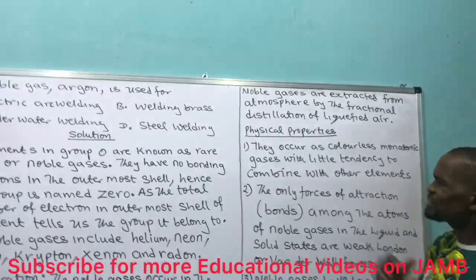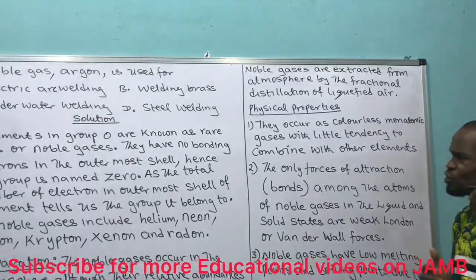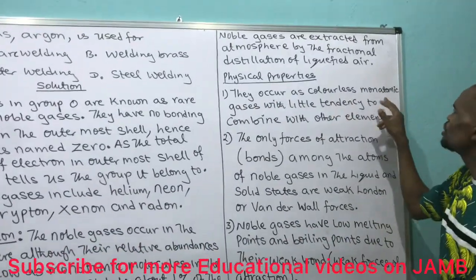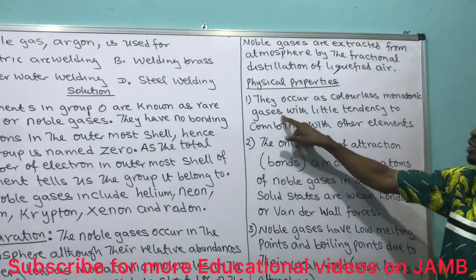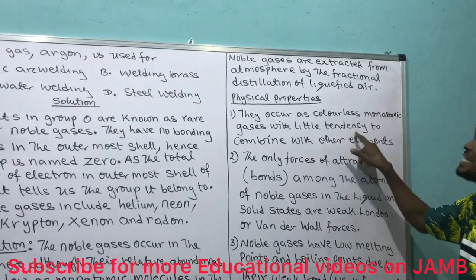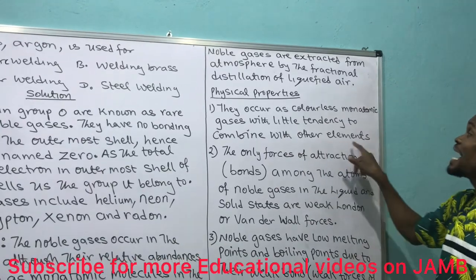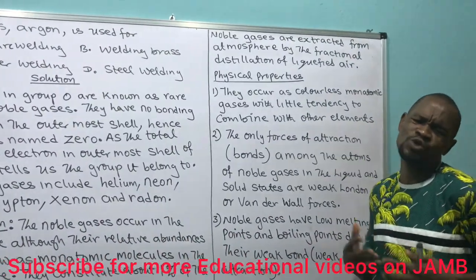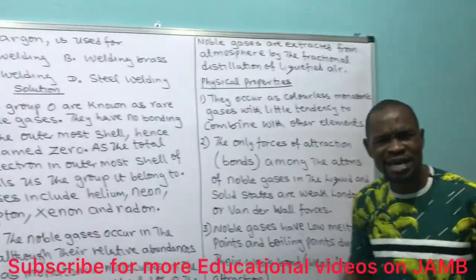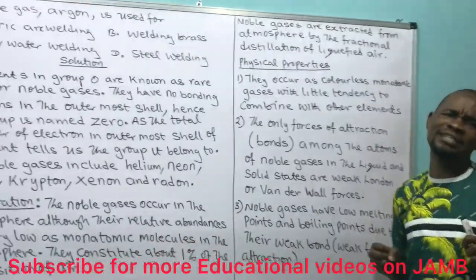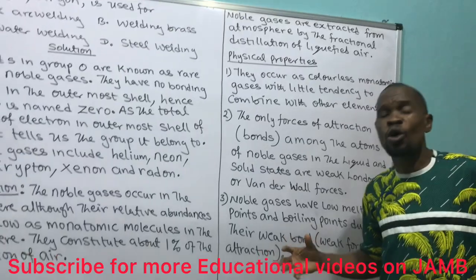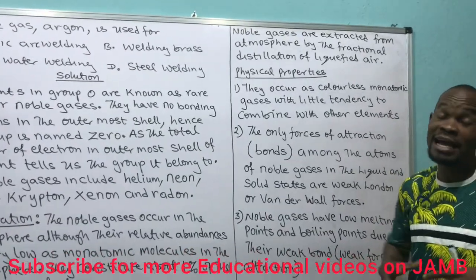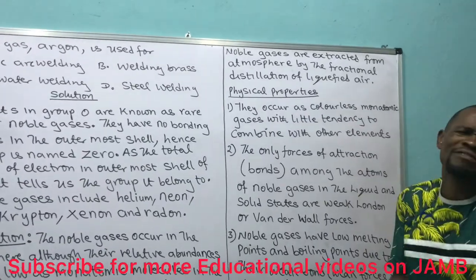Then physical properties. Number 1, they occur as colorless monoatomic gases with little tendency to combine with other elements. That means they are inert. They don't have the eagerness to react. They are reluctant to react because they are in their octet state. Most noble gases are in their octet state. They are in a stable state, so they are not eager to go into reaction.